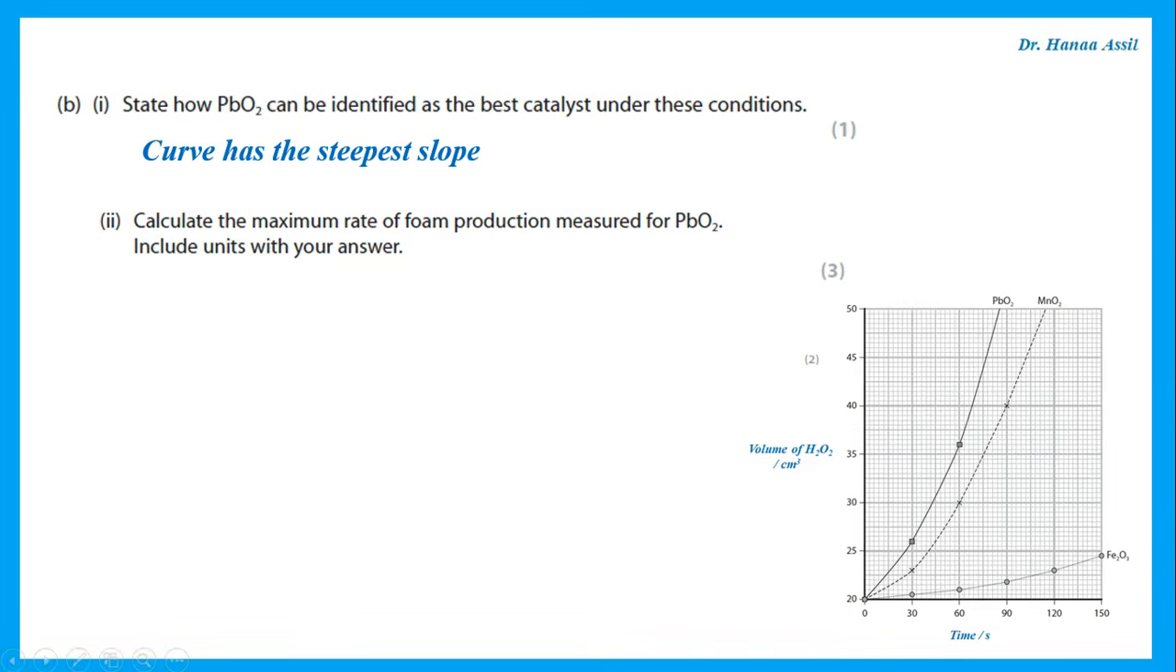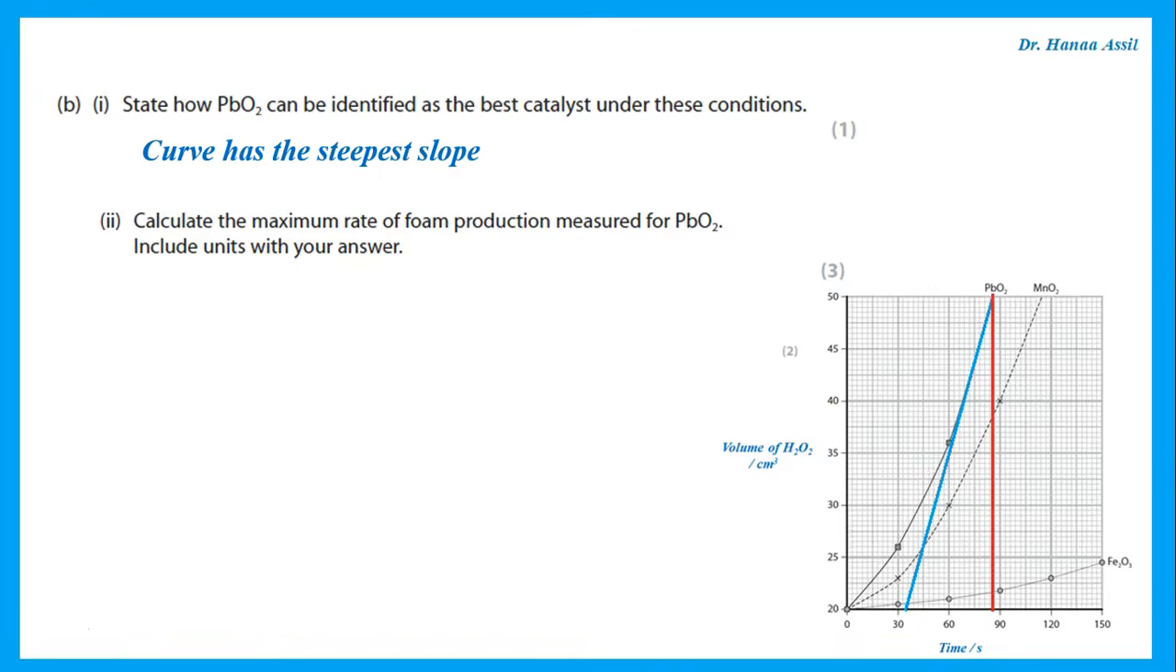Calculate the maximum rate of foam production measured for lead oxide. So what was the rate for lead oxide? Remember, to measure the rate, we draw a tangent, so that blue line is our tangent, and we measure the difference in y over the difference in x. That would give us the slope, which would give us the rate.